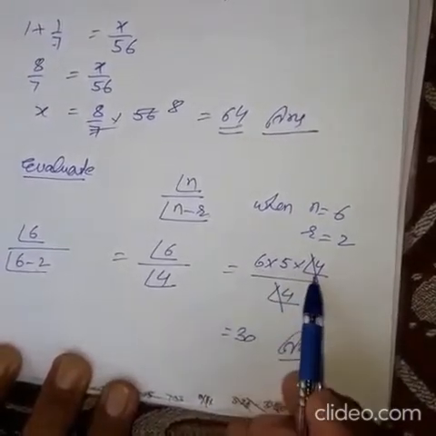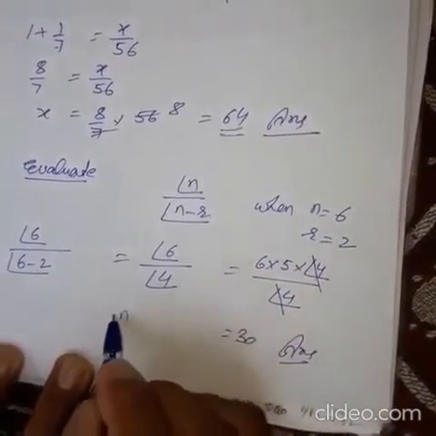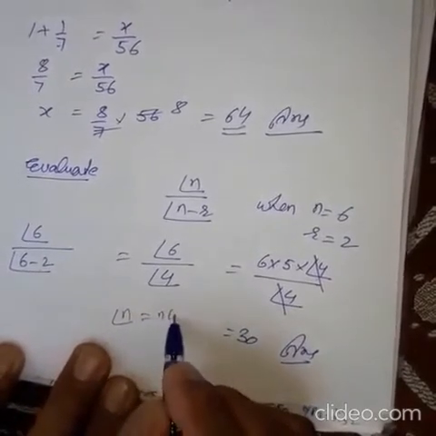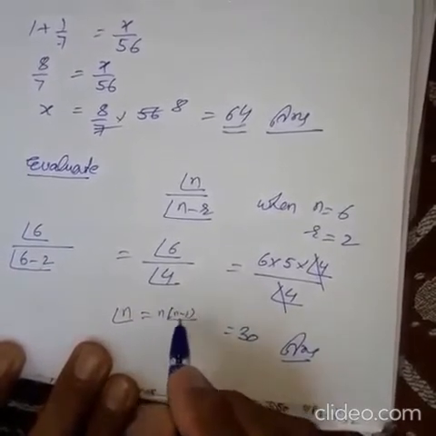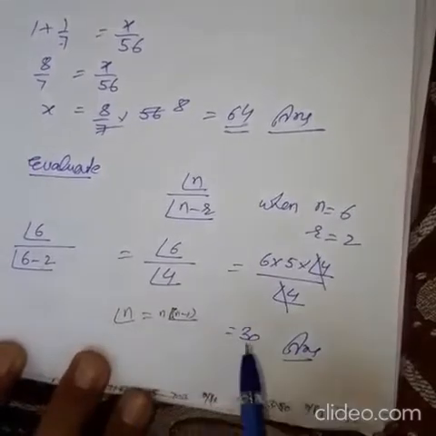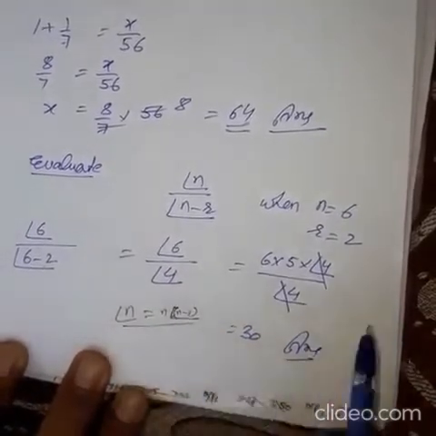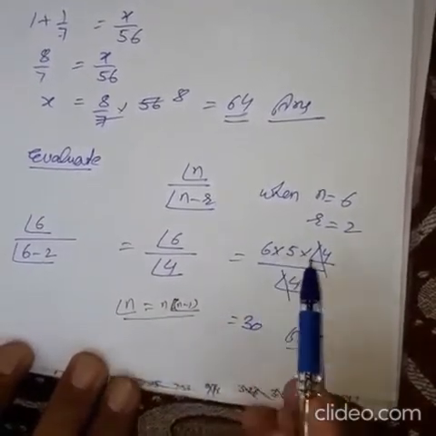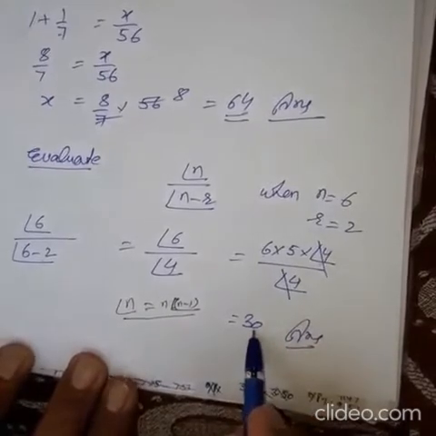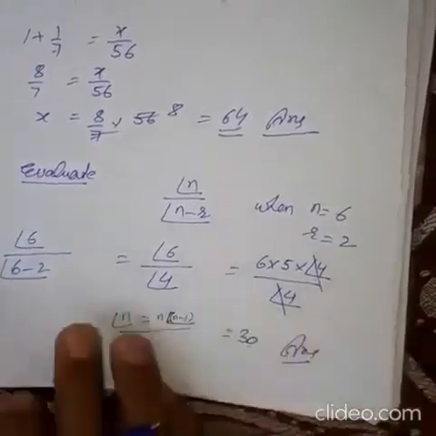Or you can use the formula which we have used earlier, n factorial is n into n minus 1 factorial. So using this formula, we can write in this way, you can cancel, it is equal to 30. So this is the solution. I hope it is clear.